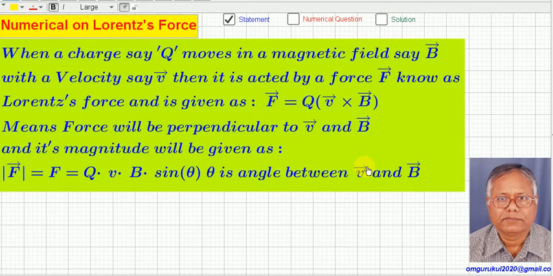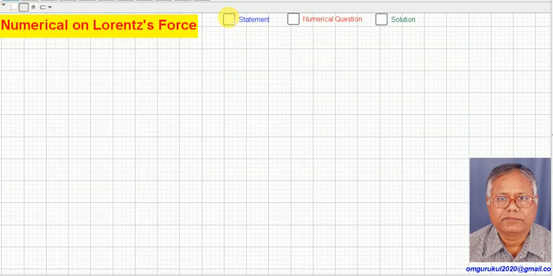Hello, I, OP Srivastava, am going to explain about a charge moving in a magnetic field, where it is acted on by a force known as the Lorentz force. So let us discuss this statement and let us solve one numerical based on it. As you see on the screen, I have already mentioned the statement, but let us start from the very beginning.